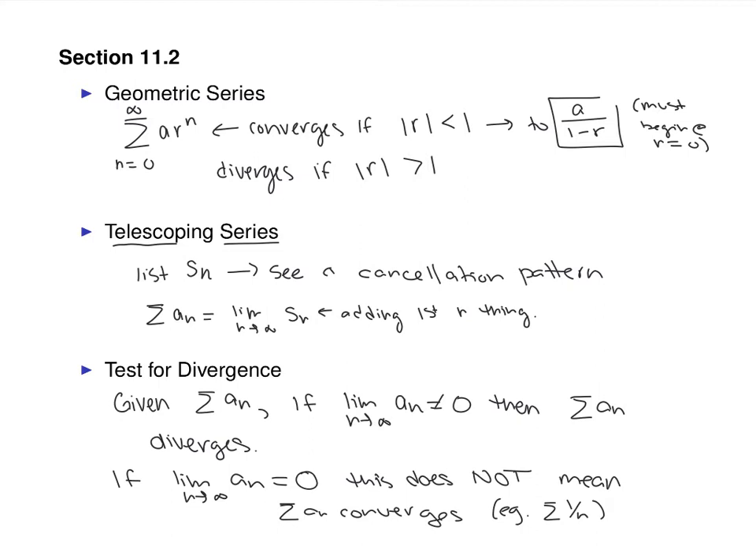You should probably always check the test for divergence first in your sort of triage of testing. If the limit of the terms isn't 0, well then you know that the series diverges and you're done. If the limit is 0, you know to look harder and find a different test to apply.